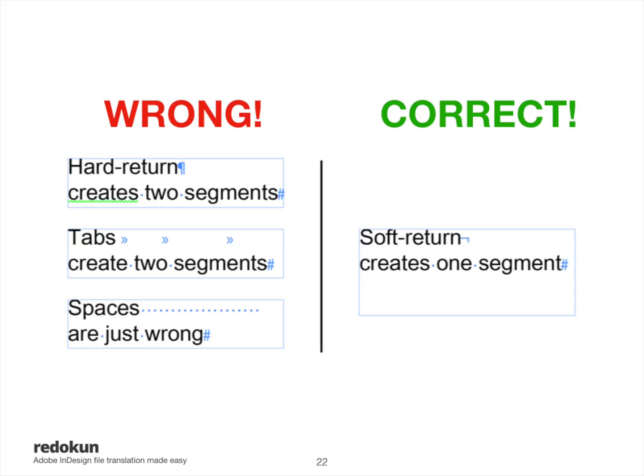So activating the hidden characters will help you avoid all those issues that you see in this slide. Mind that the correct way to wrap a sentence in InDesign is to use the soft return, which you can place by pressing the function key and Enter. That will create a single segment.